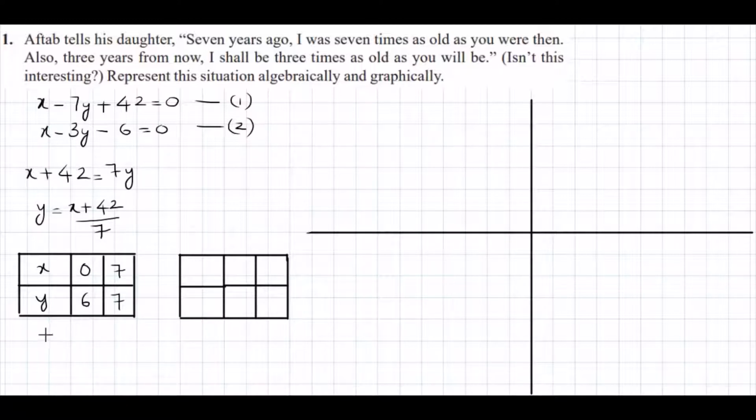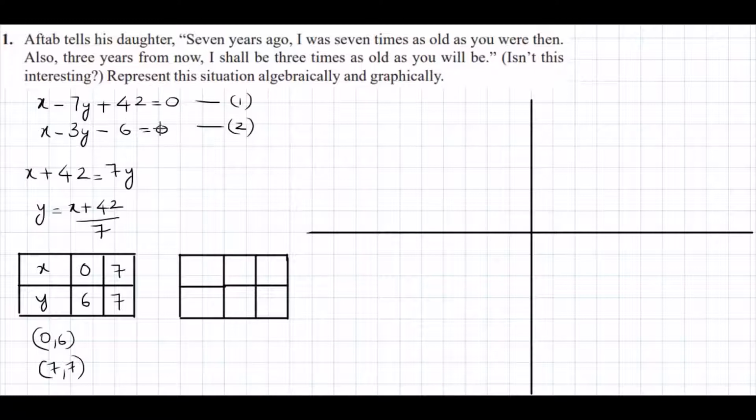So the two solutions that you got are (0, 6) and (7, 7). You can get any two solutions, but mostly try to get solutions that have close values so that you can plot in this graph that are easy to plot.